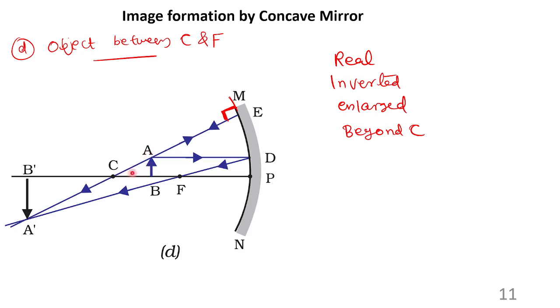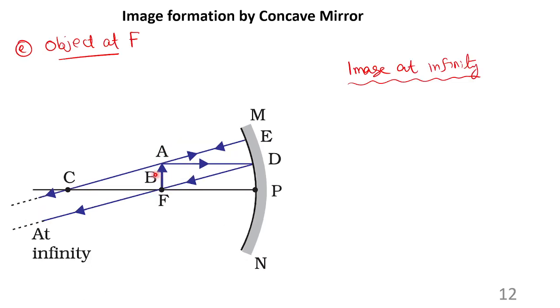Here the candle is between C and F. I am moving further. Now the candle will be at focus. Let us see what happens. I am going to keep the candle exactly at the focus. Let us see what happens. One of the rays, this is AB, one of the rays coming out of A. A is the top position of the candle. One of the rays coming out of A is this.